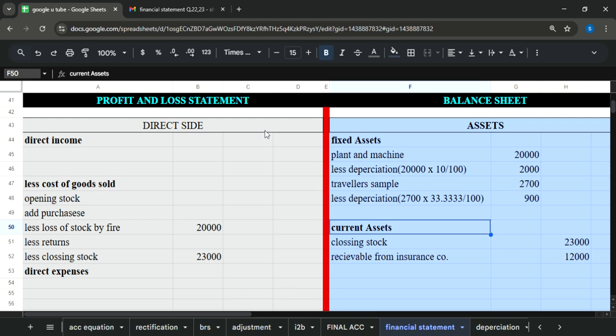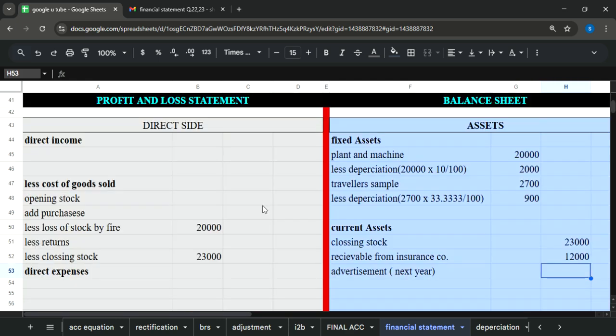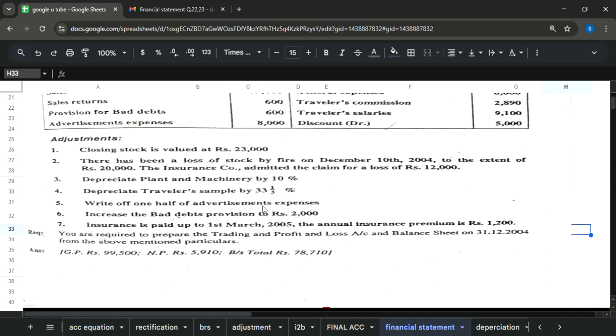Then where would the remaining part go? Obviously, the advertisement half is related to this year. It means the remaining half is related to next year. So that would be prepaid. So you may write advertisement next year. You will mention it so that it should not be misunderstood. Advertisement is actually an expense. Why are we writing it on the asset side? Because it is now related to next year, and it is said half. If half is 4,000, the remaining half would also be 4,000. So you will mention it on the closing asset side. Five adjustments completed. Now 6.